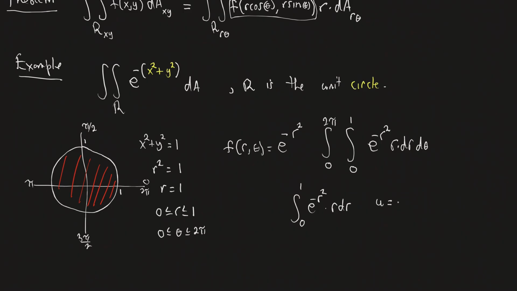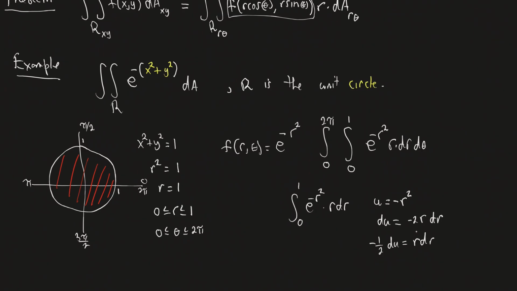So let's let our u be, now this u is just a basic u sub. This is not a u as in the Jacobian type of u, although in some sense they're related. So this is negative r squared, and then our du is negative 2r dr. So there's that constant that I'm missing. So I'm going to multiply both sides by negative 1/2. So negative 1/2 du is r dr. So we take care of that differential.